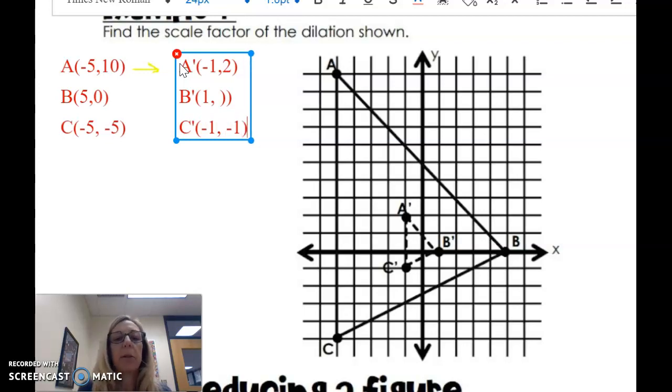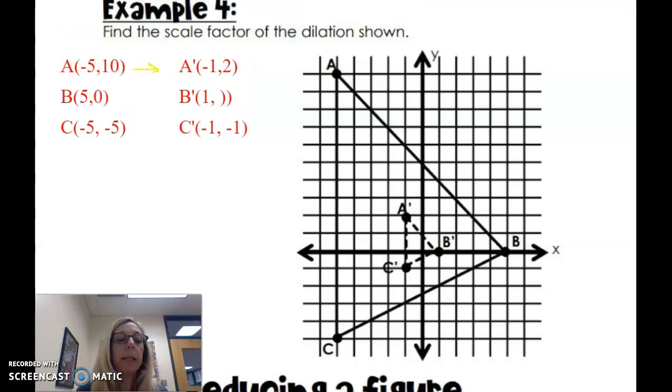Well, we might be asking ourselves, what did I multiply? Because remember, a scale factor is what we're looking for, and scale factors are always done by multiplication. So what did I multiply negative 5 by to get to negative 1? I'm not really sure. And if you don't know, you can take the image, and I want you to write this down here. I'm going to do it in a different color so you can see it.